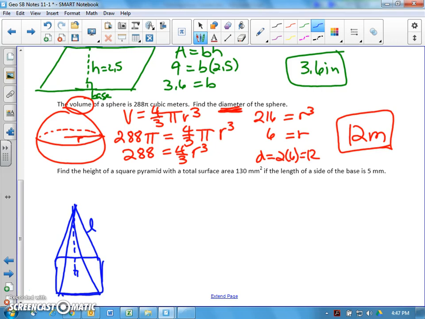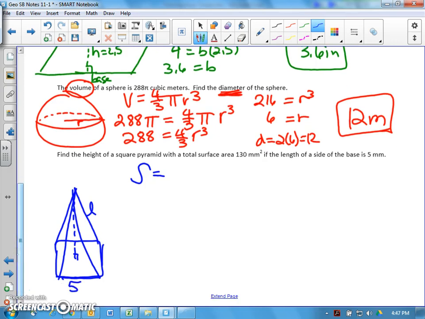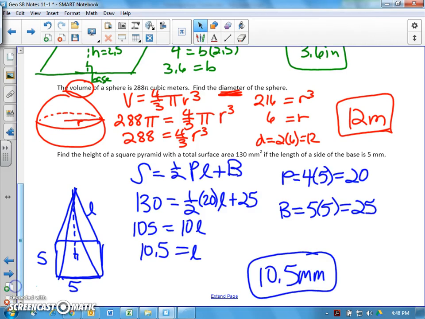It gives us a total surface area, so I know I'm using a surface area formula, and they're telling me the length of the side of the base is 5. Since they refer to this as a square pyramid, I know that they're both 5. Okay, given this figure, I want you to go ahead and look up your formula and solve this, and then turn the video back on to check. Okay, if you've done this correctly, you should be getting 10.5 millimeters.